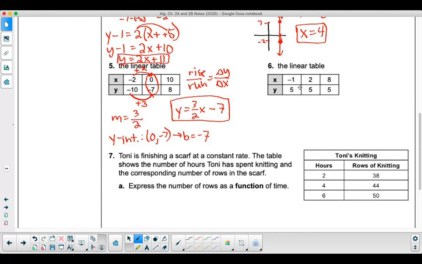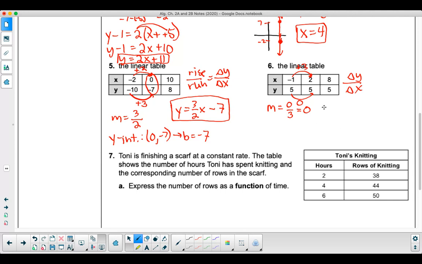All right, let's look at this linear table. So again, we are trying to find our slope first, which is rise over run, or change in y over change in x. So change in y is 5 to 5, well, that's 0. Change in x is negative 1 to 2, which is plus 3. So here we have a slope of 0 over 3. Now, when your 0 is on top, that's okay. You can take 0 and have that on top. That just means that that ratio is equal to 0.